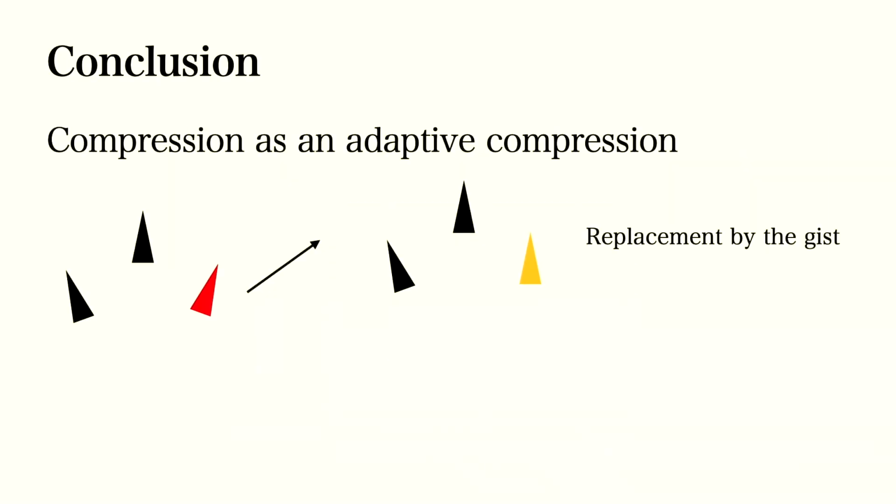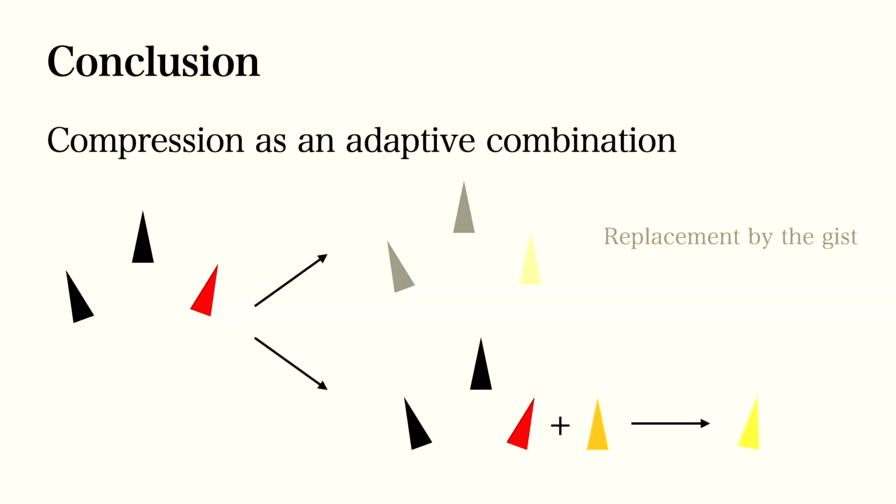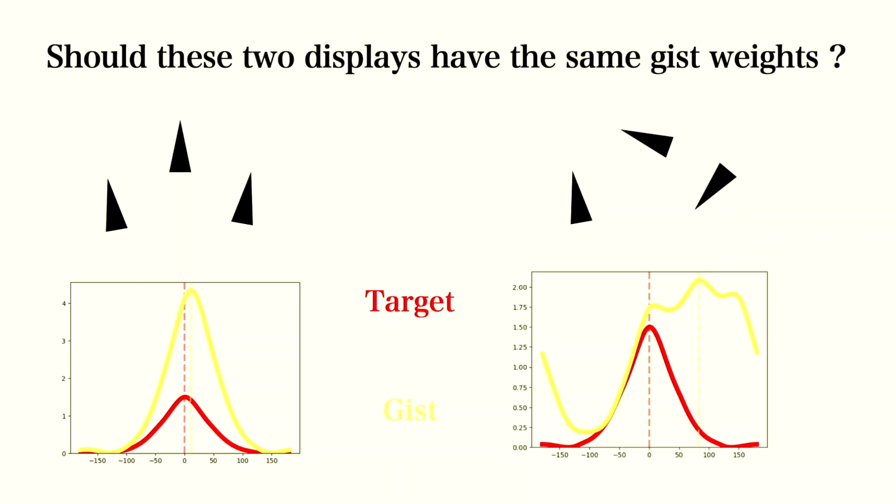Overall, the results suggest that what we see as compression might not be simply a replacement of individual memory by the gist memory, but rather an adaptive combination between the two of them. And furthermore, this model provides a way to test further hypotheses, such as how the gist weight might adaptively change depending on the strength of the gist-level representation.